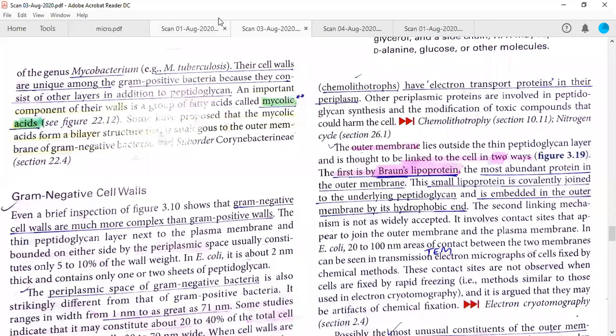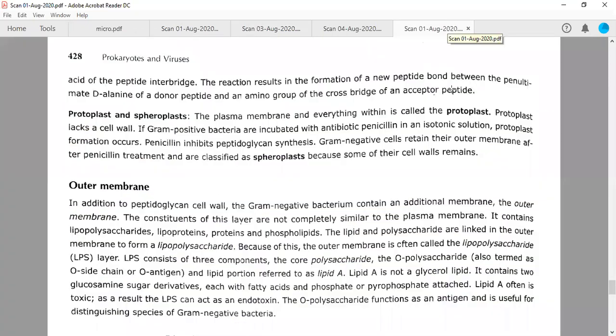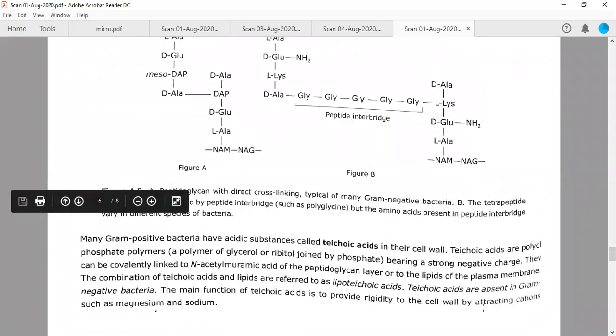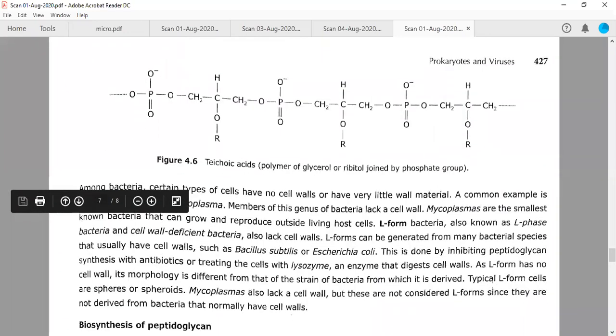Okay, now we move back to the topic of discussion. So we were here actually. So we have started this. Then L-form bacteria. These L-form bacteria are generally protoplasts or spheroplasts, which can be derived from bacteria which generally have the cell wall. But if you treat them with penicillin, they will lose the cell wall, and ultimately they are called L-form bacteria. This is done by inhibiting the peptidoglycan synthesis with antibiotics or treating the cell with lysozyme.